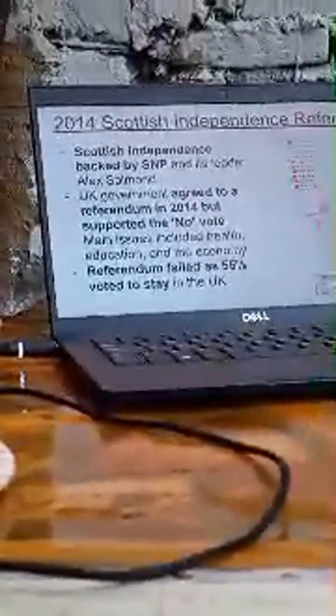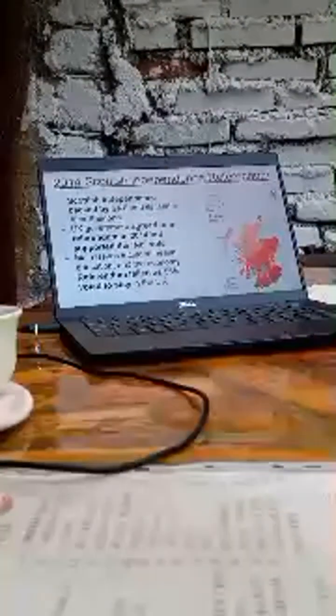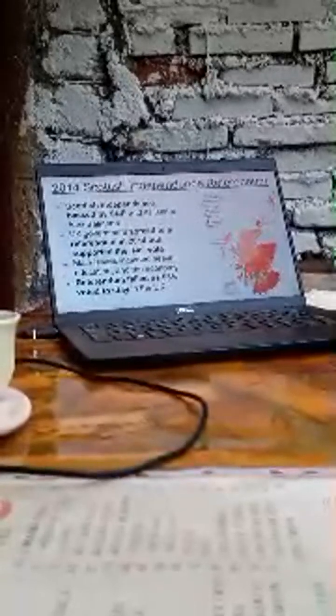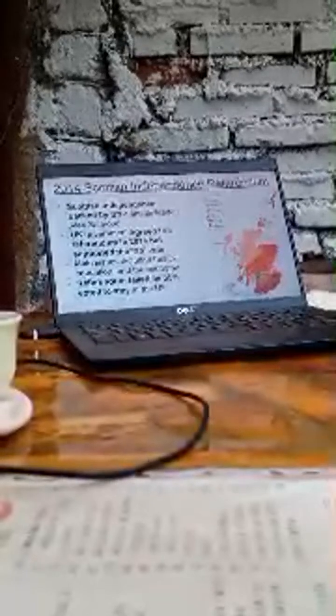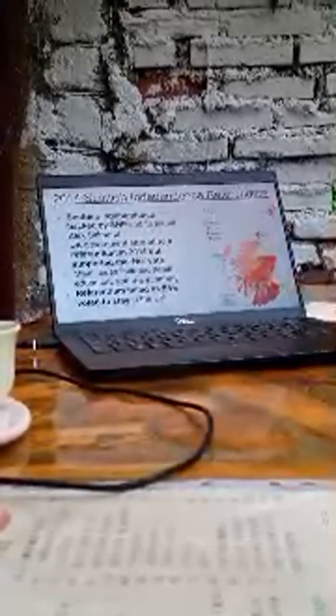It was backed by the Scottish National Party and its leader Alex Salmond. The UK government actually agreed to this referendum, so they said you can hold this referendum, but they supported the no vote, obviously, because they wanted Scotland to remain in the United Kingdom. Main issues included health, education, the economy. Generally, the idea was that the SNP, Scottish National Party, wanted freedom from Westminster, because they felt that Westminster was deciding Scottish problems. It's understandable.